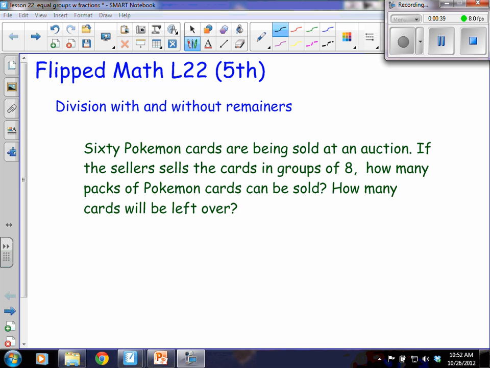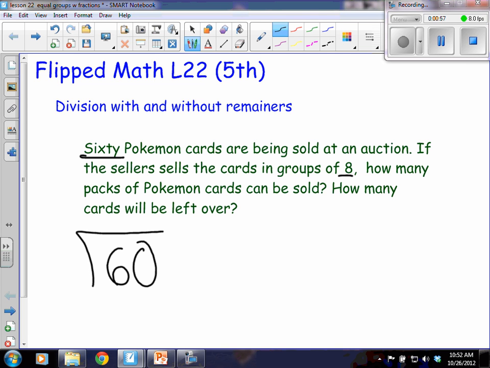We know we want to divide these into groups, and we know we want 8 cards in a group or 8 cards in a pack, and we know that there are 60 total cards. So if that's our total of 60, and we're going to divide them into groups of 8, we're going to be going 8 into 60. And we can start solving this, right?